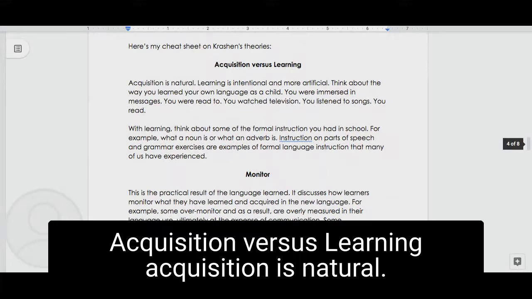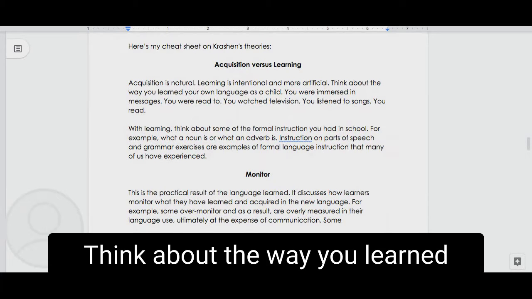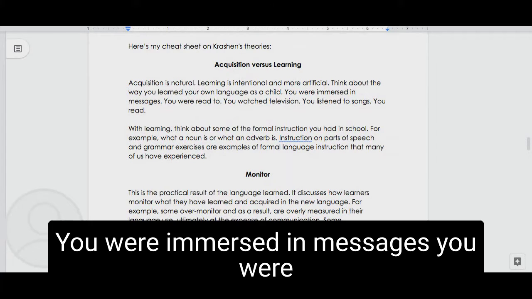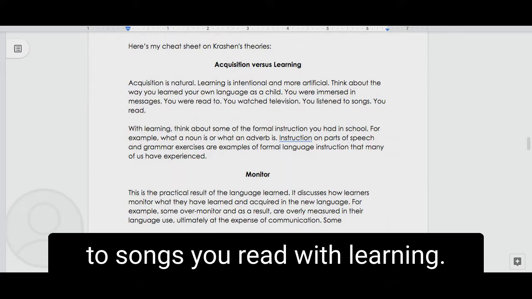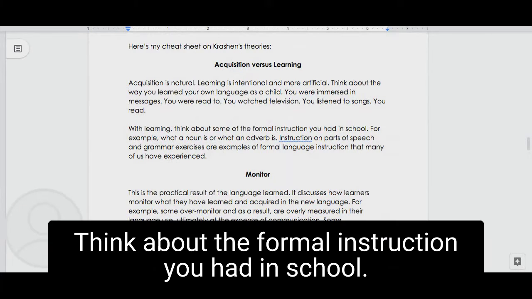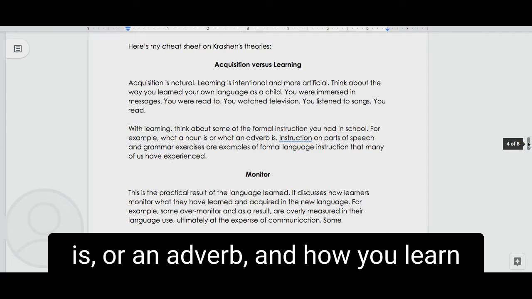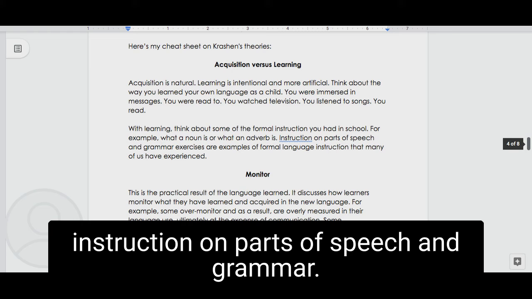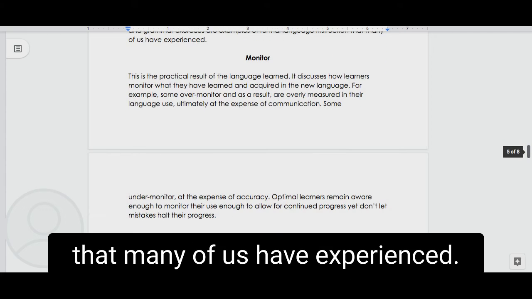Acquisition versus learning. Acquisition is natural. Learning is intentional and more artificial. Think about the way you learned your own language as a child. You were immersed in messages. You were read to. You watched television. You listened to songs. You read. With learning, think about the formal instruction you had in school. Think about what a noun is, or a verb is, or an adverb, and how you learn. Instruction on parts of speech and grammar exercises are examples of formal language instruction that many of us have experienced.